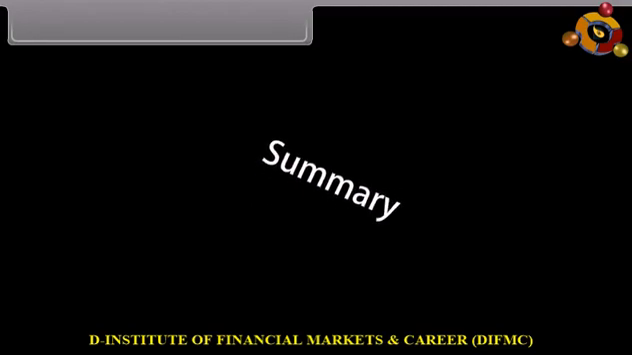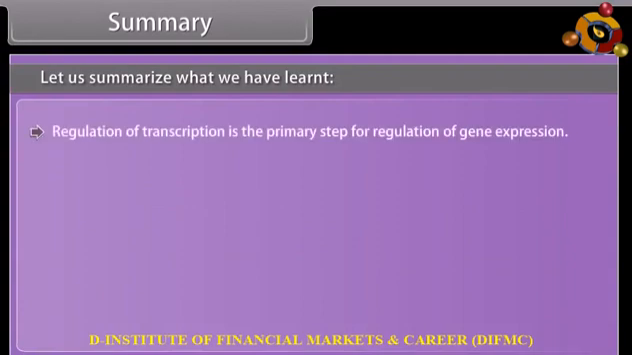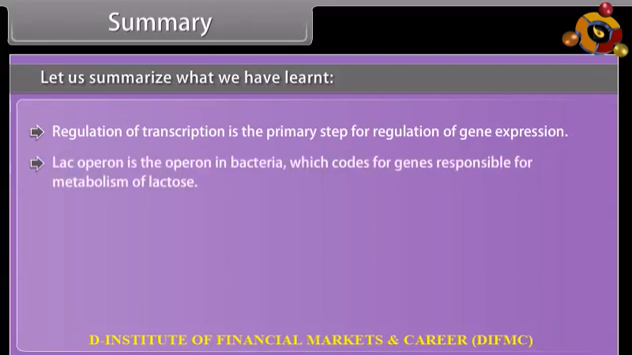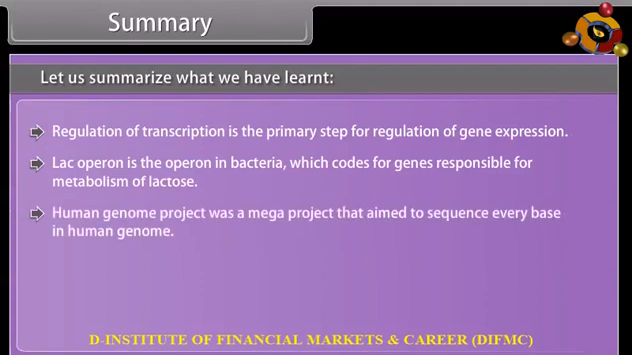Summary. Let us summarize what we have learned. Regulation of transcription is the primary step for regulation of gene expression. Lac operon is the operon in bacteria which codes for genes responsible for metabolism of lactose. Human Genome Project was a mega project that aimed to sequence every base in the human genome.